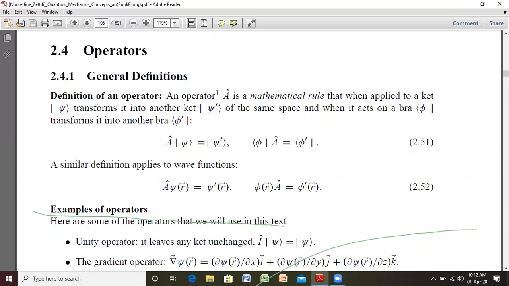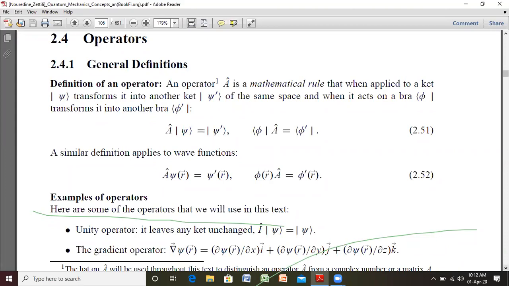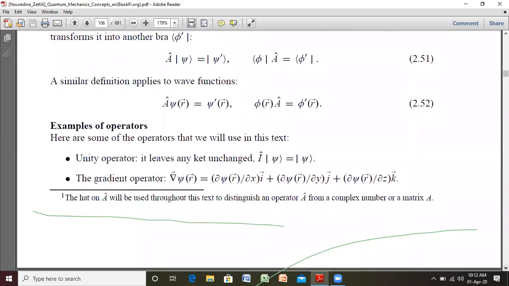There are some examples just to elaborate the idea about operators. For example, you have a unity operator. The unity operator is that operator which leaves the ket unchanged, which leaves the bra unchanged. So the operator which leaves the function unchanged is called a unity operator. Just like if we multiply something by one, it will remain the same. For example, I apply the unity operator I on a psi ket, it will remain the same.